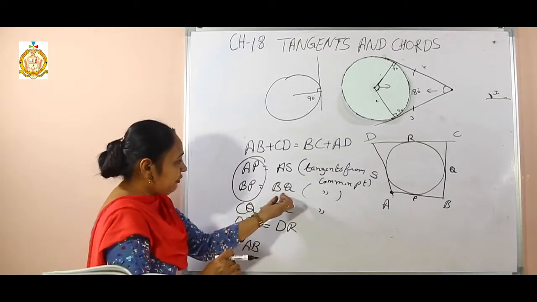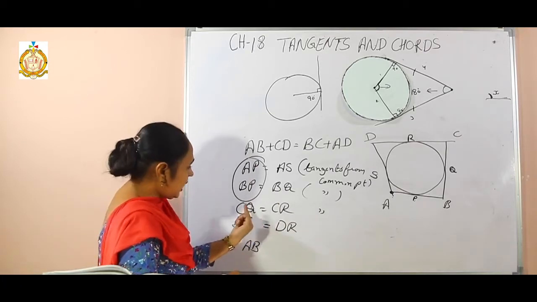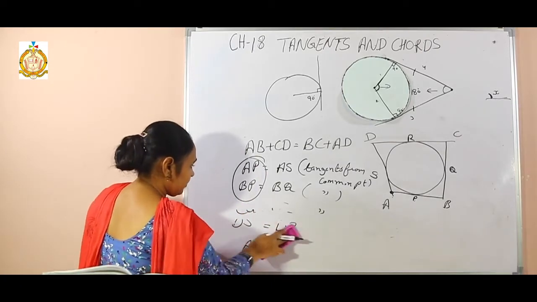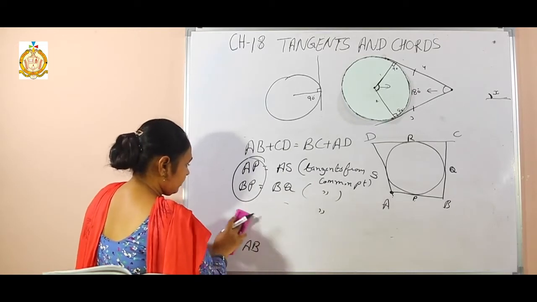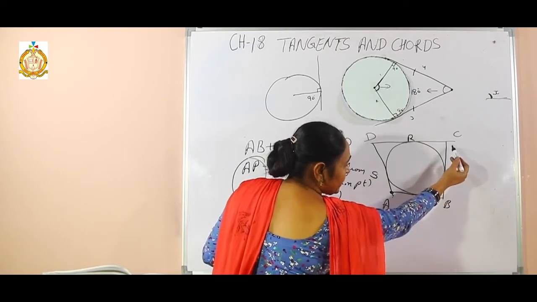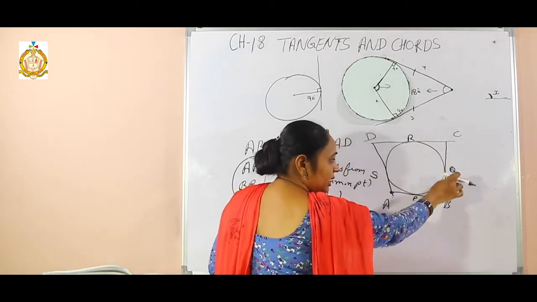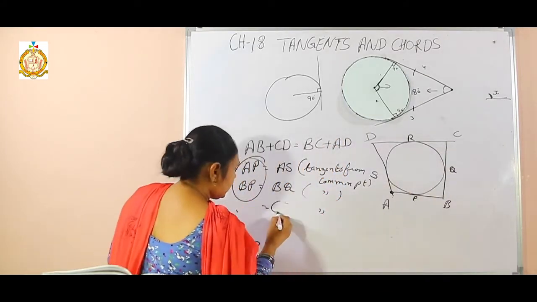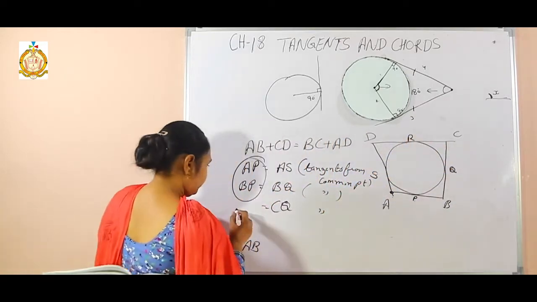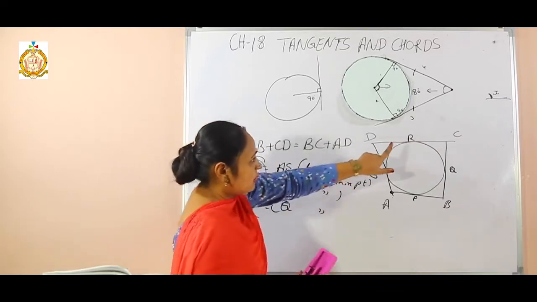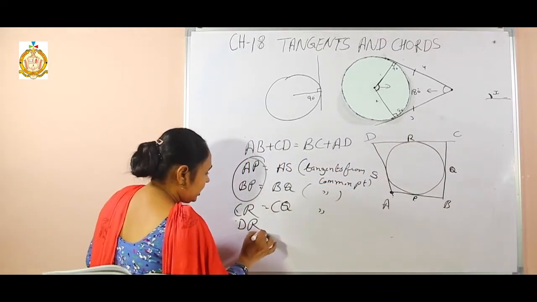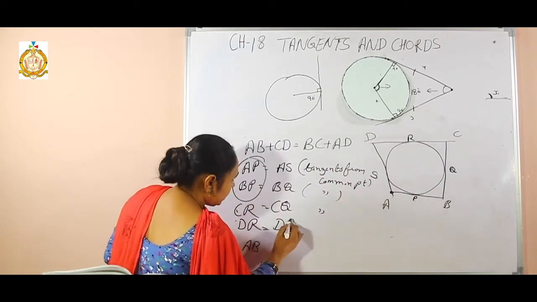CQ. That means if I join it, these will not be combined. I have to take the Q side like this one. BQ is this side. That means CQ, because I have to make a single line. Therefore, I can take a CQ here. CQ will be equal to CR. Then DR, R side this one. DR will be equal to DS.